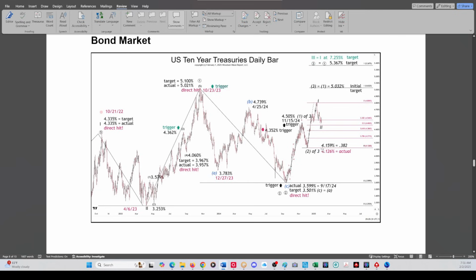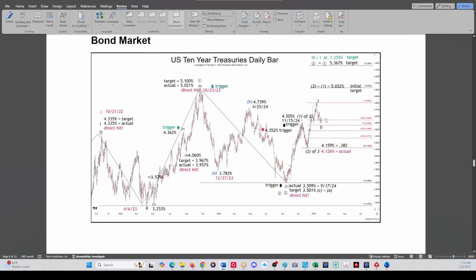We need this low to hold, and then to the next degree of trend, we need this low to hold, and obviously at the biggest degree of trend, we need this wave 2 low to hold, which is way back down there at 3.253%. But we're expecting this 2 to hold. It's between the 382 and the 500 right now, and as long as this 4.126 low holds, we're in wave 3 up.